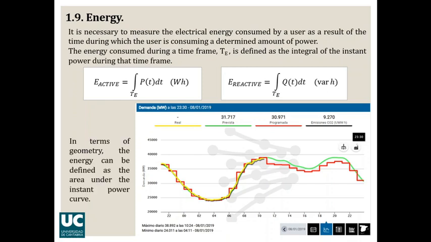In terms of geometry, the energy can be defined as the area under the instant power curve. So that is the same as we have expressed before with this integral you have here.